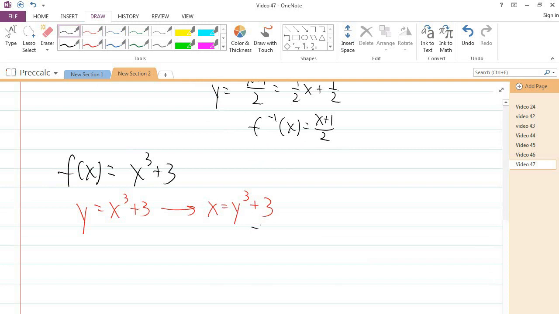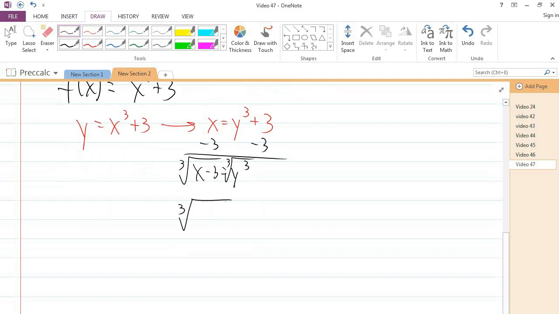So minus 3 minus 3. x minus 3 equals y cubed. To get rid of the cube, I take a cube root. So I get the cube root of x minus 3 equals y. So that's f inverse. f inverse of x is the cube root of x minus 3.